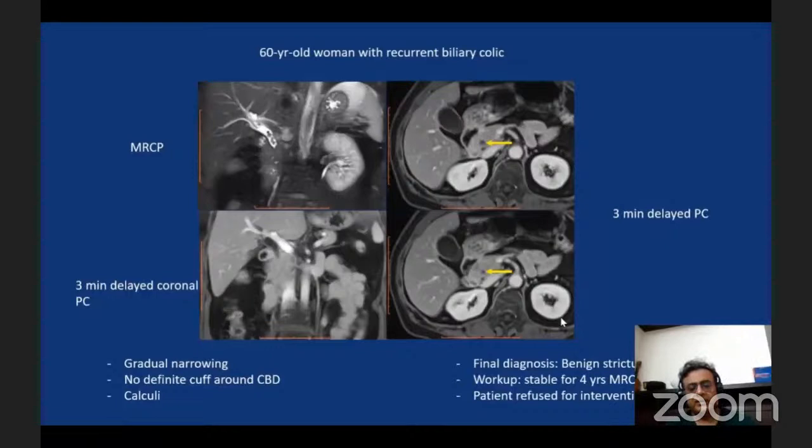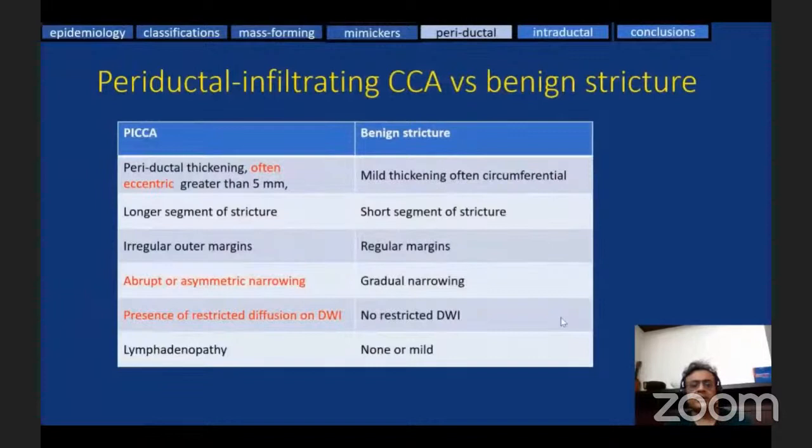So the clinician asked whether the bile duct stricture is benign or malignant. The final diagnosis usually is with the ERCP. We can suggest, we can look for the evidence. The evidence for malignancy is presence of periductal thickening, usually eccentric, abrupt narrowing, and presence of restricted diffusion, but the tumor tissue is so small in volume that it is very difficult to have restricted diffusion in that area. For benign stricture, again, it takes a lot of experience to call it, and it's better to leave the decision to the clinician. You can just mention in your report whatever evidence you are collecting towards either diagnosis.